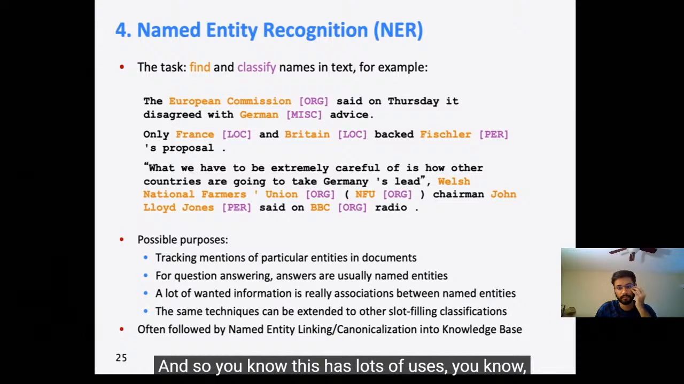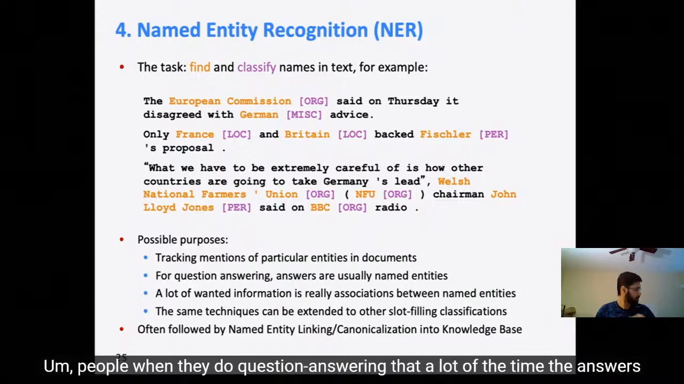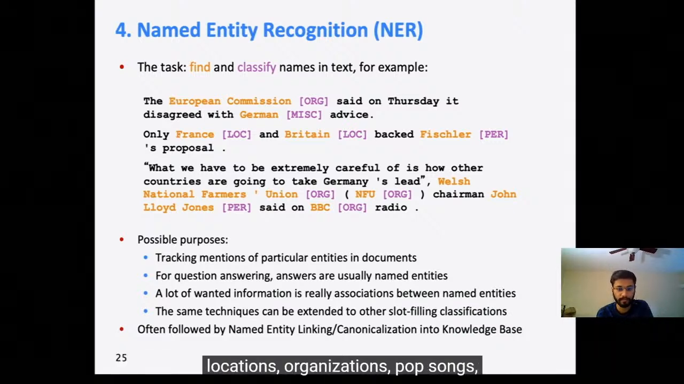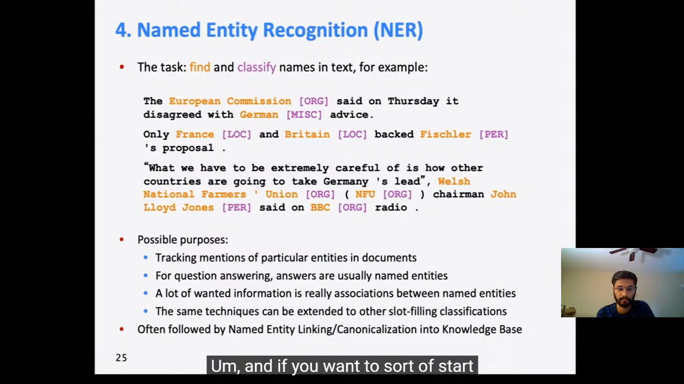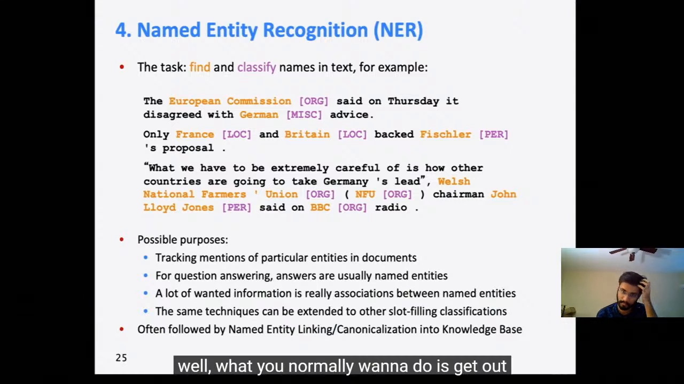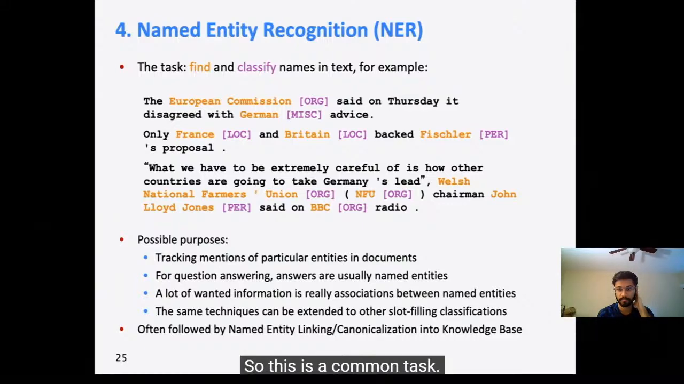This has lots of uses. People like to track mentions of companies and people in newspapers and things like that. When people do question answering, a lot of the time the answers to questions are what we call named entities: the names of people, locations, organizations, pop songs, movie names, all of those kinds of things. And if you want to start building up a knowledge base automatically from a lot of text, what you normally want to do is get out the named entities and get out relations between them. So this is a common task.